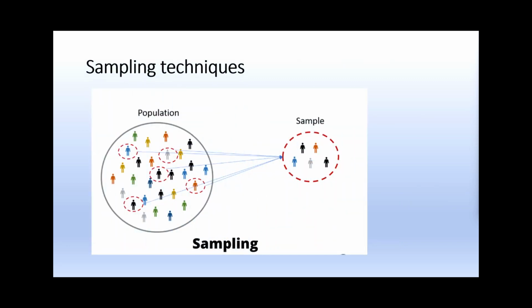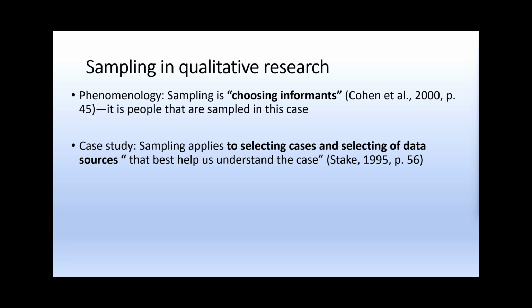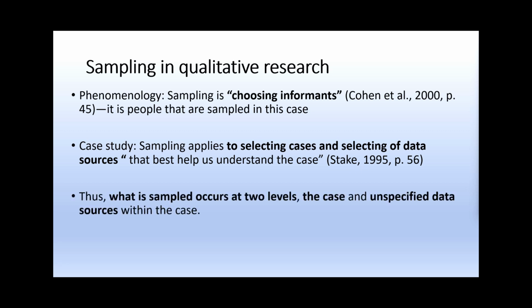So what are some of the sampling techniques? You see, from a big population, we go and we pick a sample. That is sampling. So we have different sampling methods in qualitative research, like we do in quantitative. Phenomenology sampling is choosing from informants. We have a case study. If you have cases, you select data from the cases. Thus, what is sampled occurs at 2 levels: the case and unspecified data sources within the case.